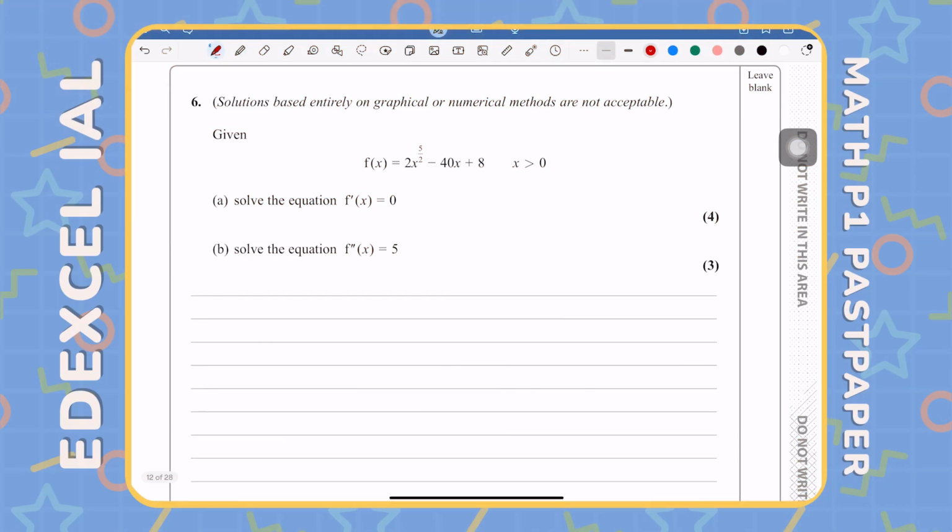Question 6 says that solutions based entirely on graphical or numerical methods are not acceptable. Okay, so keep that in mind, and with that in mind, let's solve. Part A, solve the equation f prime of x equals 0. So that means we have to differentiate.